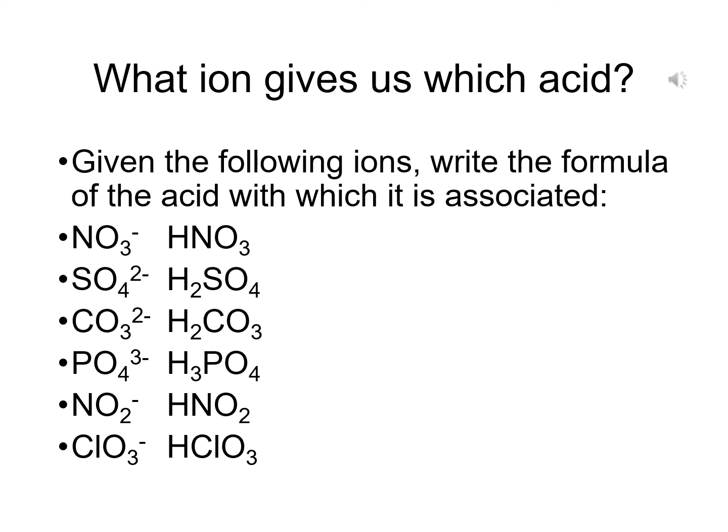Phosphate ion had a -3 charge, so we added 3 hydrogen ions to get phosphoric acid. Nitrite had a -1 charge, so we added 1 hydrogen to get nitrous acid. And chlorate ion had a -1 charge, so we added 1 hydrogen to get chloric acid. Okay, so that was a little bit of review on naming the acids that we learned a little while earlier today. So we're going to go on to our next slide where we're going to be practicing writing formulas for compounds.